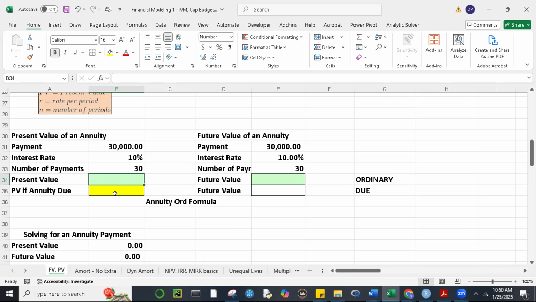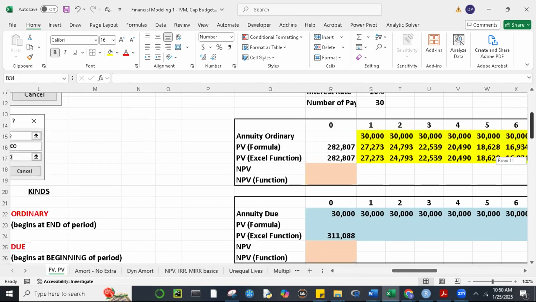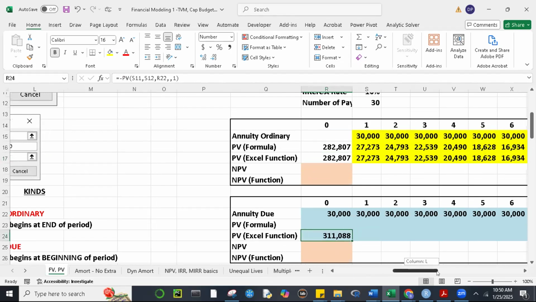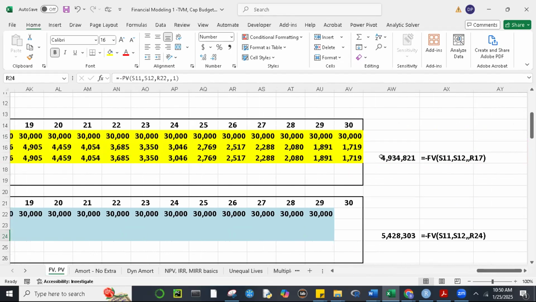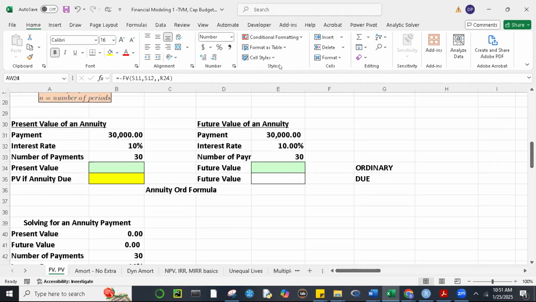All right, I'll give you maybe 1 minute for both. Compute for the present value and the future value if it's annuity due or annuity ordinary, and you should be getting the same answers here. Present value for annuity ordinary is 282. For annuity due, it's 311. And the future value should be 4934 for ordinary and 5428 for annuity due. Kindly please verify. I'll give you 1 minute for that. And when you're done, kindly chat, please, that you got it.